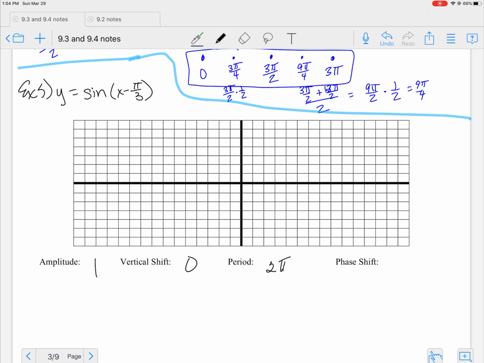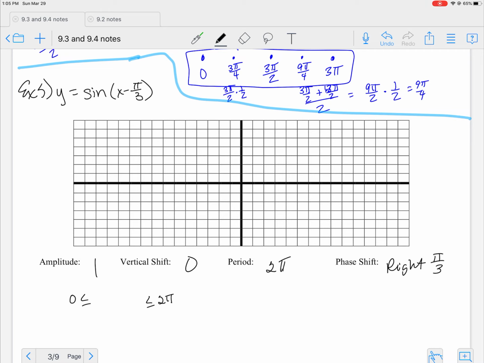But what is happening? Phase shift. Now, remember, everything that is horizontal is opposite of what you think. So which way am I shifting this one? To the right or to the left? To the right. Good job, guys. Because it's negative, so it's opposite of what you think. So I'm going to go to the right, pi over 3.